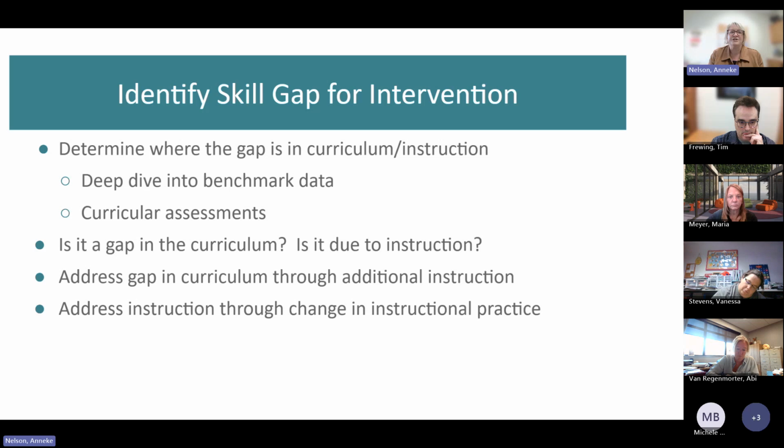So let's say with instruction, we realized that maybe there's 3 classrooms and two classrooms weren't using some evidence-based instructional strategies, but we had 1 classroom that was. So now our intervention is, how do we help all teachers be able to use that evidence-based instructional strategy? And so we would make that the intervention, and we would address that through that change in instructional practice.